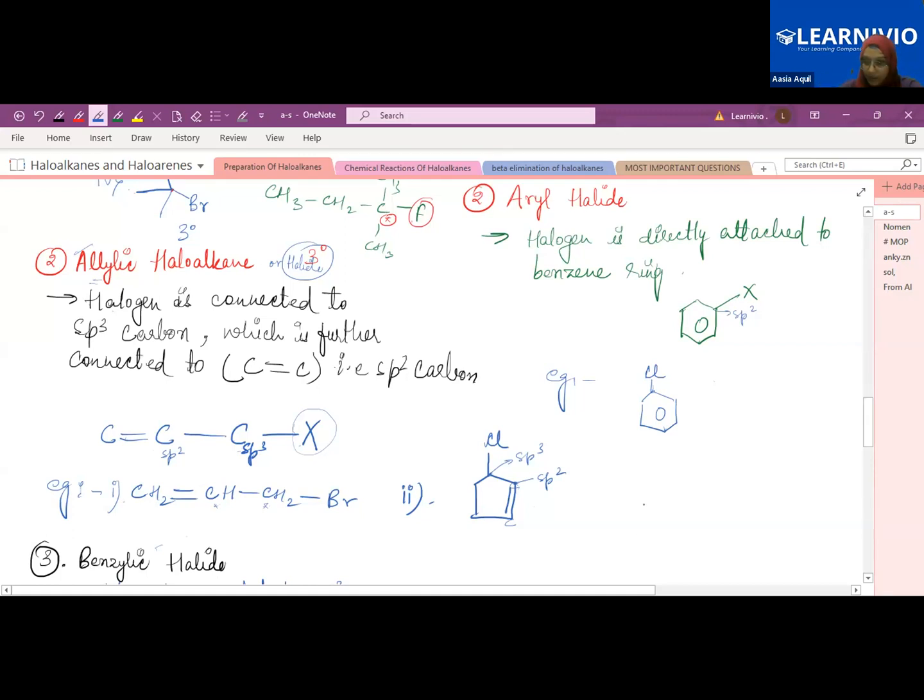This is a benzene ring. First it is CH2, then your halogen group. The halogen group is first attached to the sp3 hybridized carbon. Then this sp3 hybridized carbon is attached to the benzene ring. So that's a benzylic halide. What about the aryl halide? Here, the halogen group is directly attached to the benzene ring. So that's the aryl halide. Just remember the difference between these two. Is it clear, Aisha? Yes.